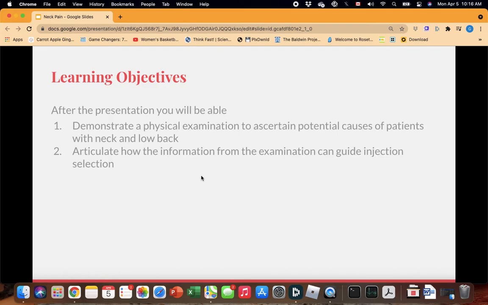I'm hoping by the end of it, we can take the various parts of the physical examination and put them together in such a way that we can interpret the information to guide investigations and/or treatments such as injections.